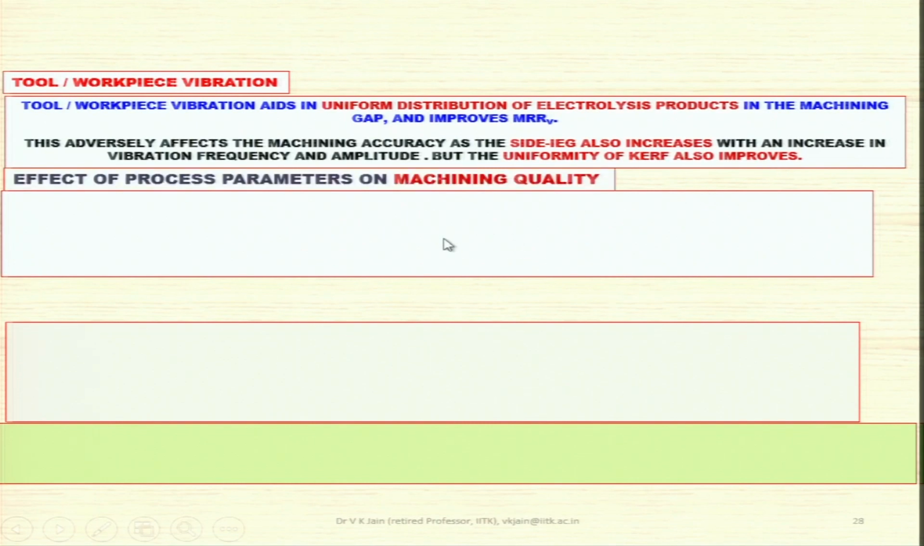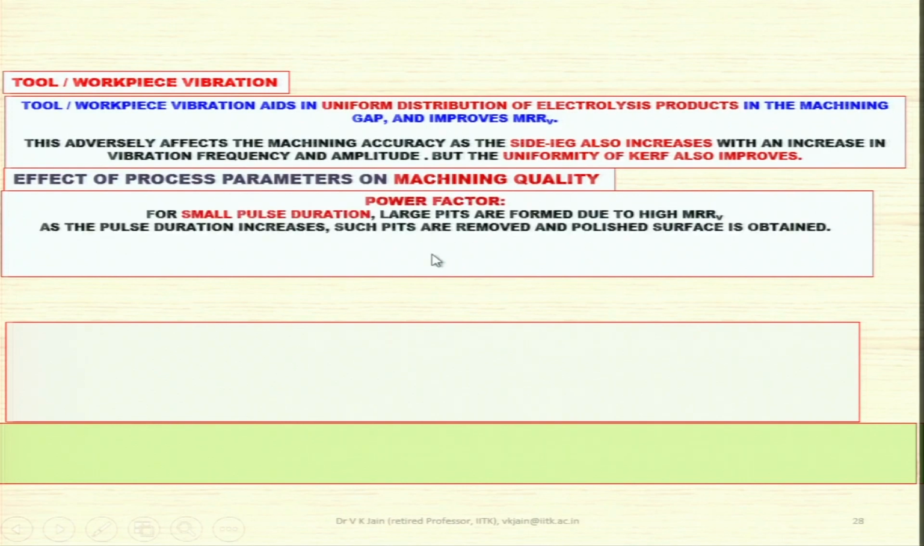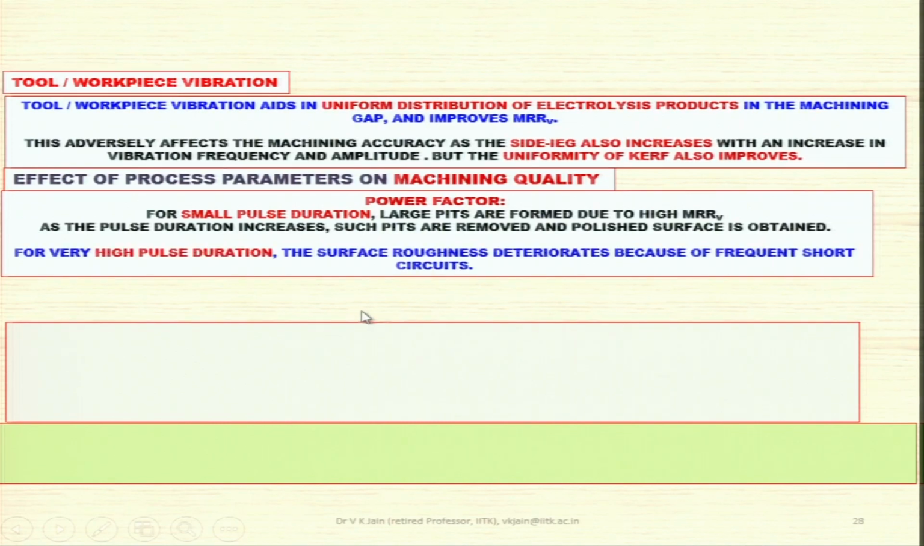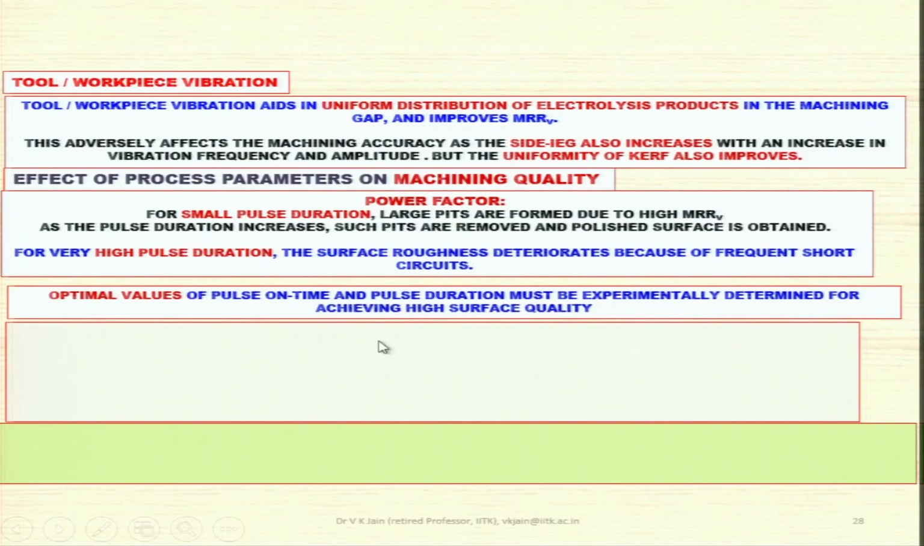Effect of process parameters on machining quality. Power factor. For a small pulse duration, large pits are formed due to high material removal rate. As the pulse duration increases, such pits are removed and a polished surface is obtained. For very high pulse duration, the surface roughness deteriorates because of frequent short circuits. Optimal values of pulse on time and pulse duration must be experimentally determined for achieving high surface quality.